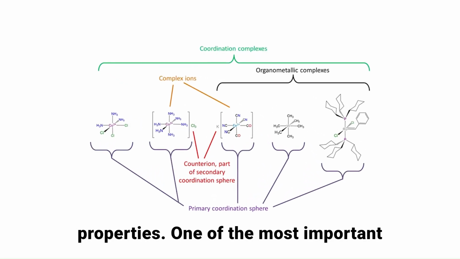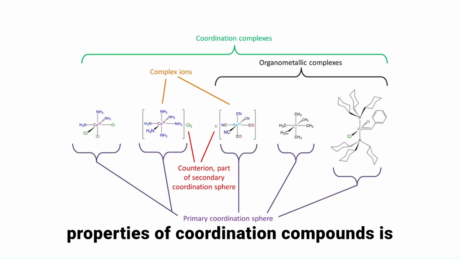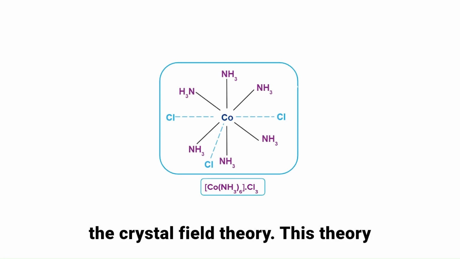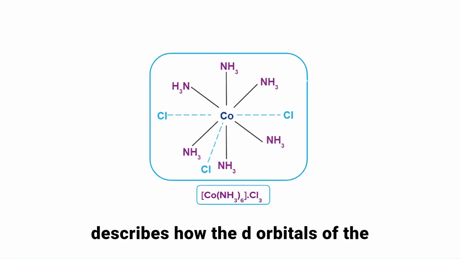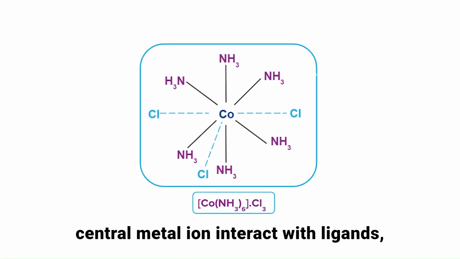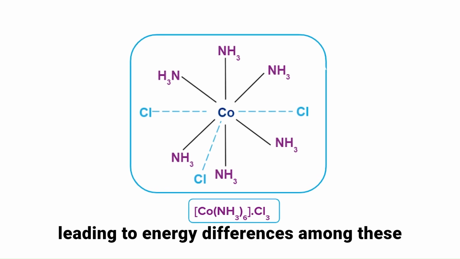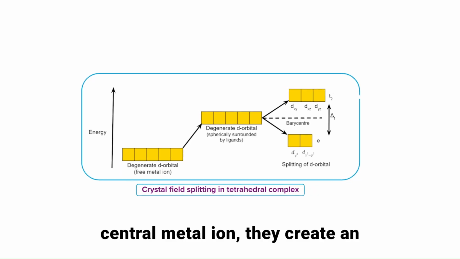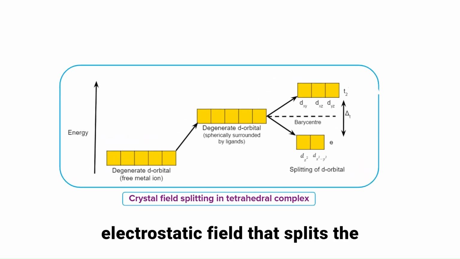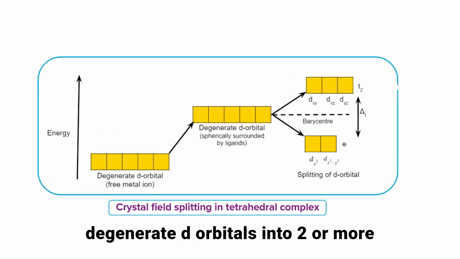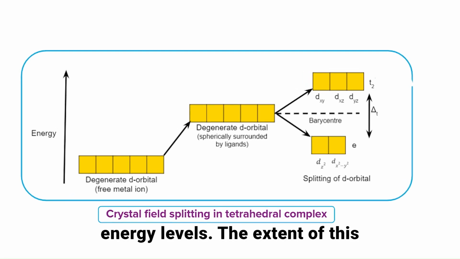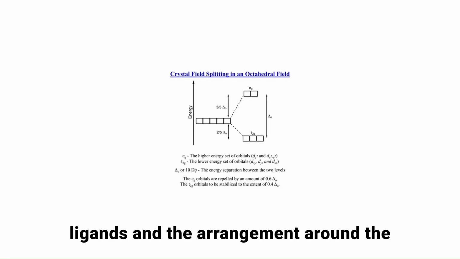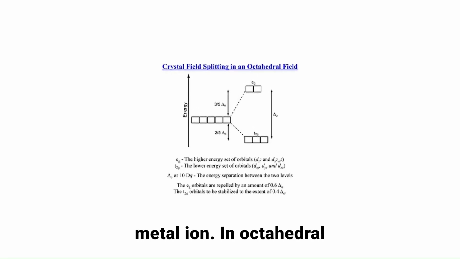One of the most important theories used to explain the bonding and properties of coordination compounds is the crystal field theory. This theory describes how the d orbitals of the central metal ion interact with ligands, leading to energy differences among these orbitals. When ligands approach the central metal ion, they create an electrostatic field that splits the degenerate d orbitals into two or more energy levels. The extent of this splitting depends on the nature of the ligands and the arrangement around the metal ion.